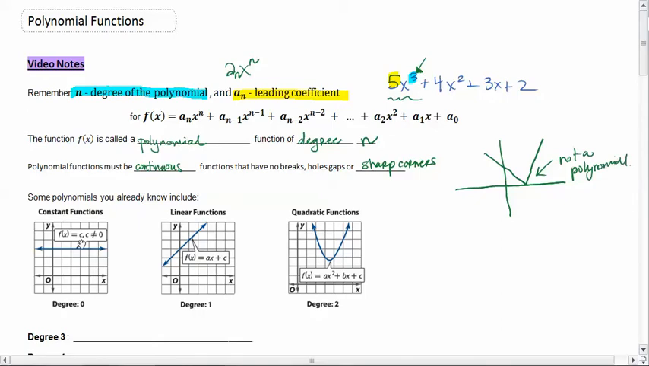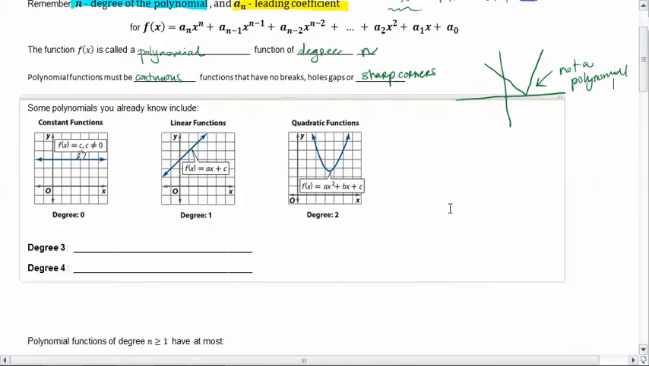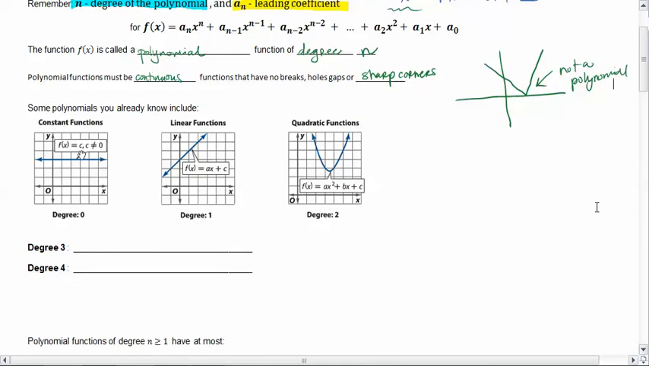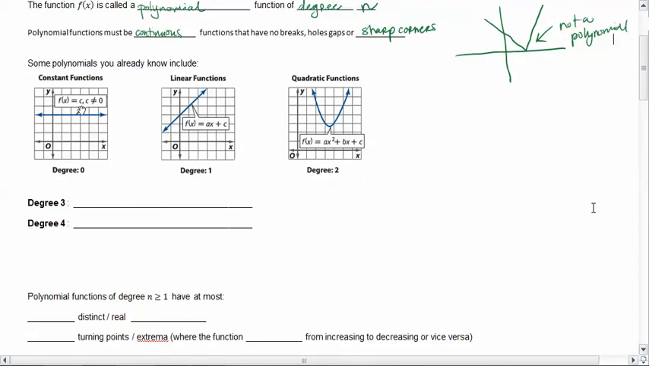Some polynomials you already might know include constant functions. So this is a degree 0. This is when we just have y equals 4, for example. We have a horizontal line. Linear functions are degree 1. So you have y equals mx plus b, where that x is just raised to the power of 1. That's the highest degree we have. It's degree 1. And we get a line in that situation.